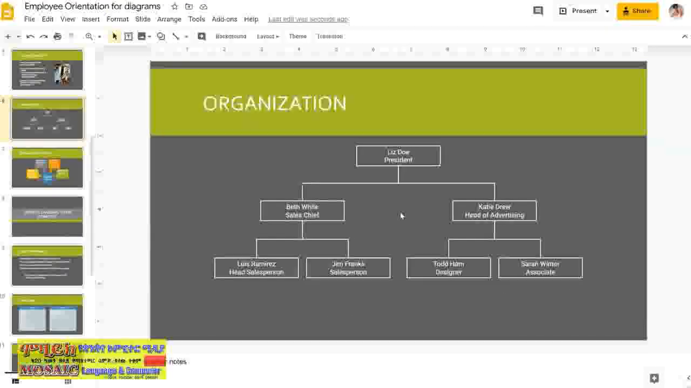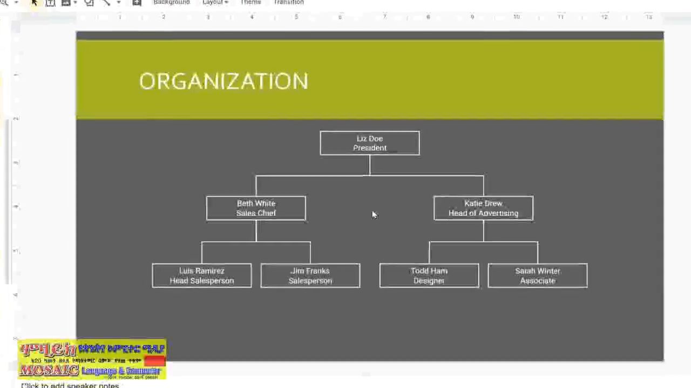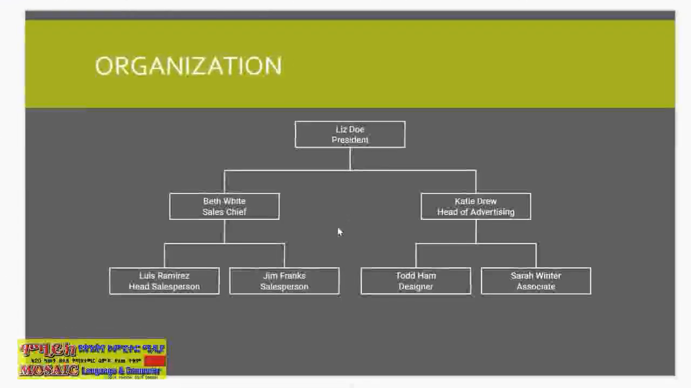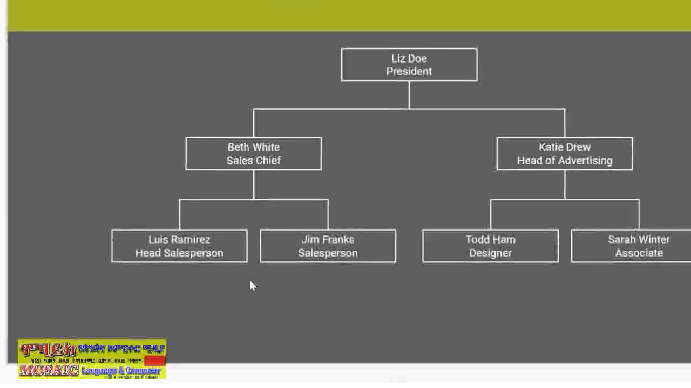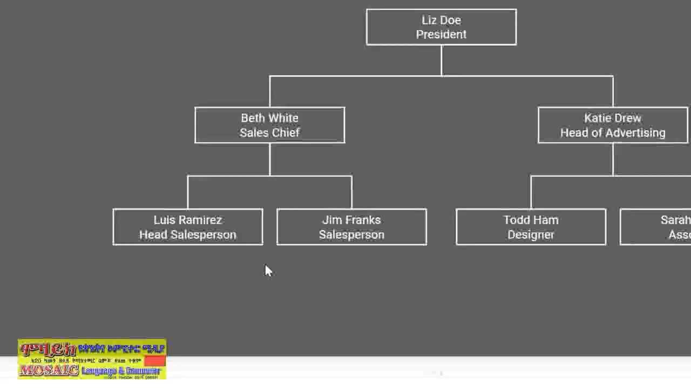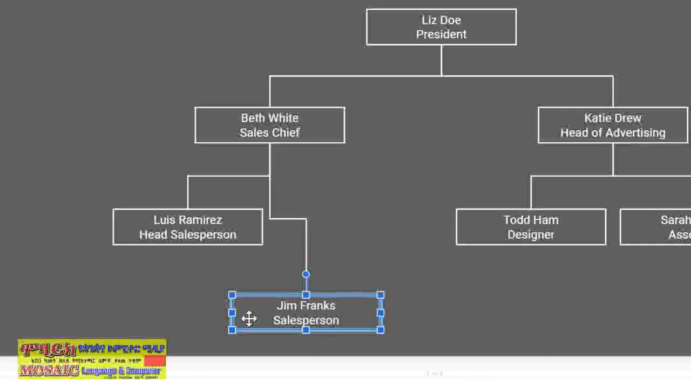Okay, I've updated all the names in the diagram, but I need to make a structural change. Jim Franks should actually be underneath Luis Ramirez. Making this change is going to be a little tricky, so you might want to follow my steps exactly until you get some practice at it. To move a box, click and drag it to where you want it. Then, click on the line to select it.